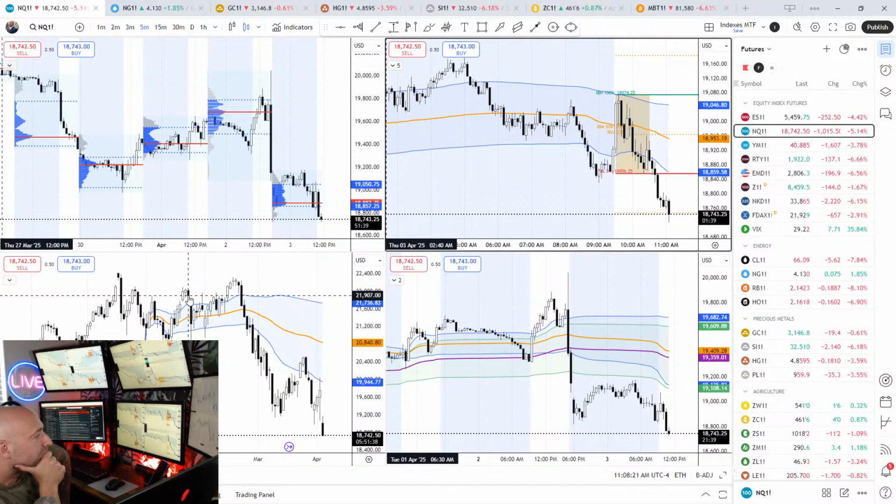EU Sefcovic says the EU will diversify trade partnerships around the world.